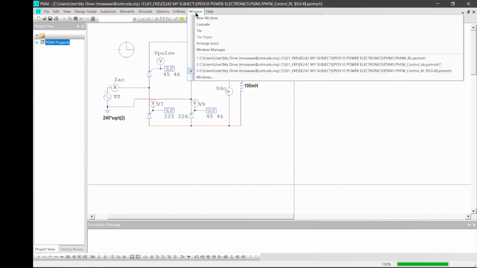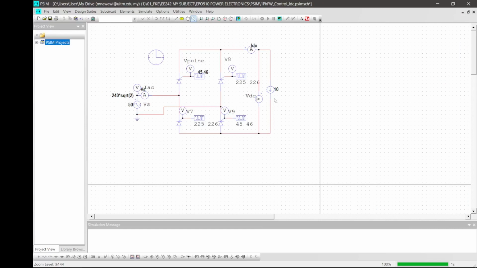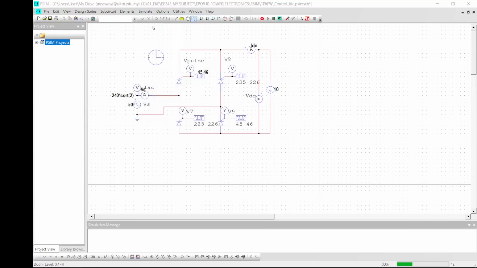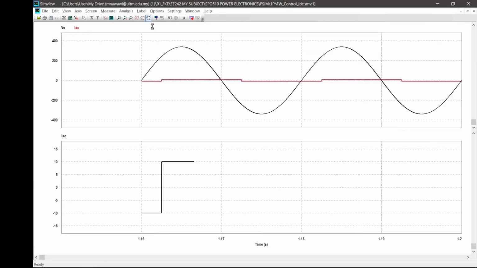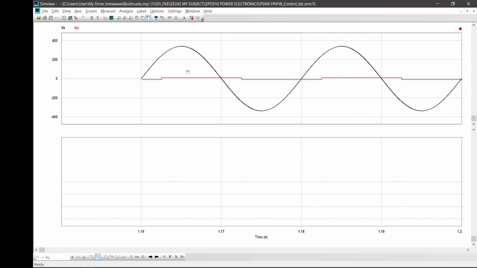Okay, I'm going to switch to IDC. So this is the case. So we have 10 amp. We still have the same 45 degree and the rest. I'm going to simulate that, run the simulation. So this is the output input current. Okay, and this is also an input current.